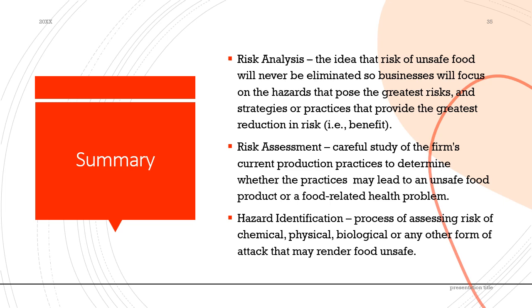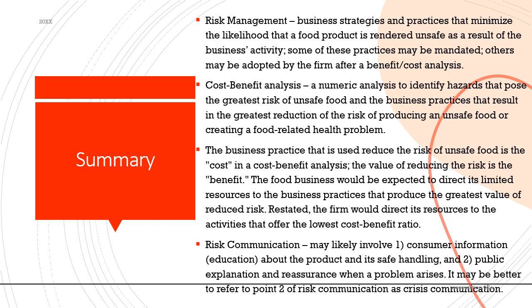Hazard identification is the process of assessing the risk, chemical, physical, or biological, of any form of agent that may render food unsafe. Risk management is the business strategy and practices that minimize the likelihood that the food product is rendered unsafe as a result of the business activity. Some of the practices may be mandated, others may be adopted by the firm after a benefit-cost analysis.